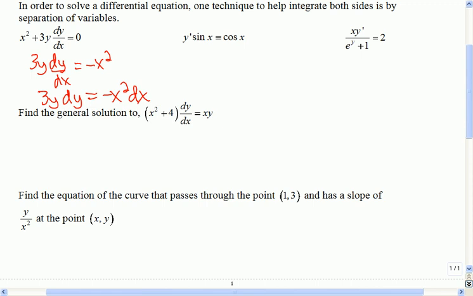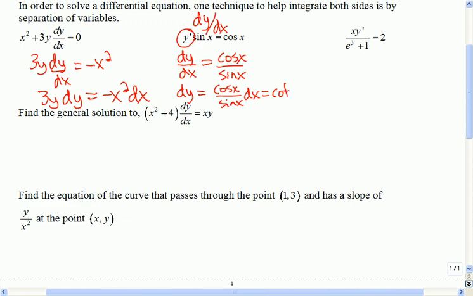In the next example, there's not much of a challenge presented here, but we want to convert that to the other notation. So I get dy by dx equals cosine x over sine x. If I move these things around, dy equals cos x over sine x dx. As it is, it would work, but it might also be handy to think of that as cotangent x dx.